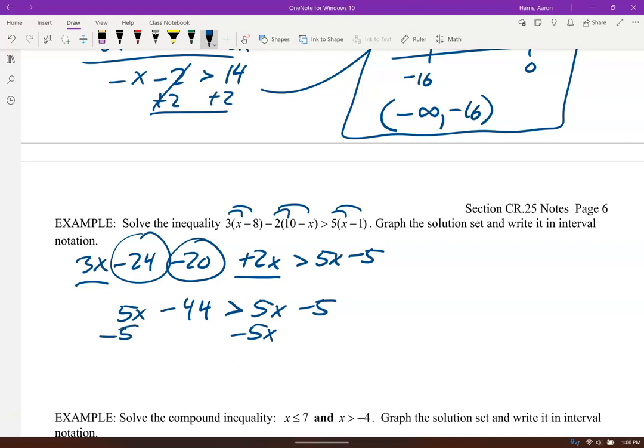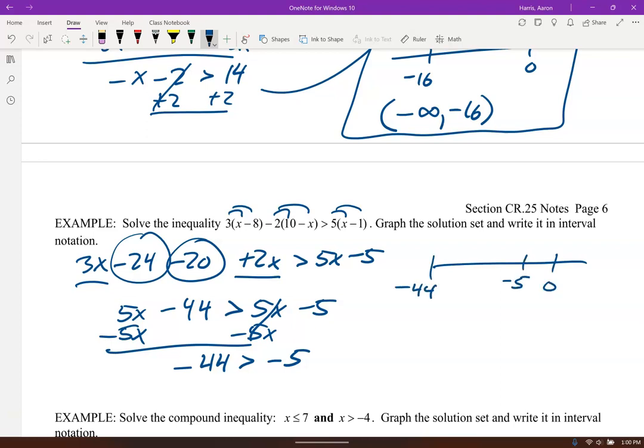Subtract 5x. Now notice what happens here. I have 0x minus 44 is greater than negative 5. Now the question is, is negative 44 greater than negative 5? You have negative 5 here, you have negative 44 way down here. Negative 44 is not greater than negative 5. This is false. If you get a false statement, you're just left with numbers, and you say, is it true or false? If it's false, there's no solution here.